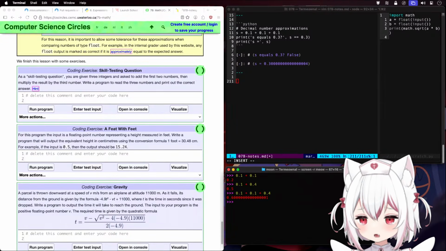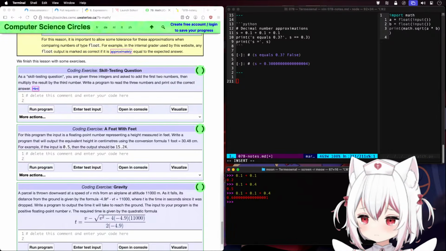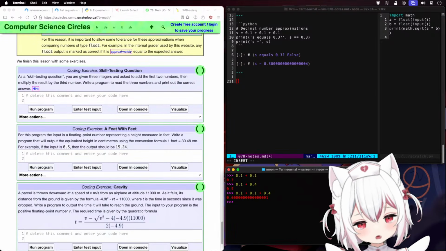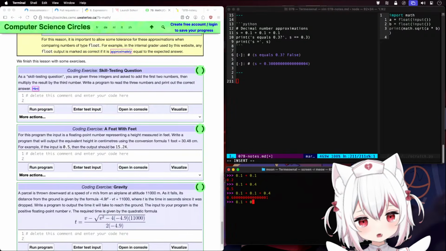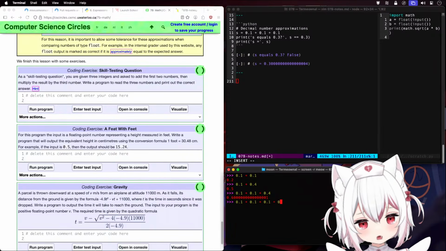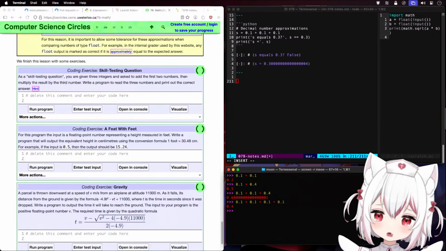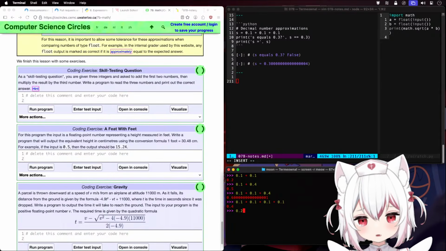0.1 plus 0.1 equals 0.2 because they both get the same rounding error. It's a lucky coincidence. So then 0.1 plus 0.1 plus 0.1 plus 0.1. Oh my god. Wait.